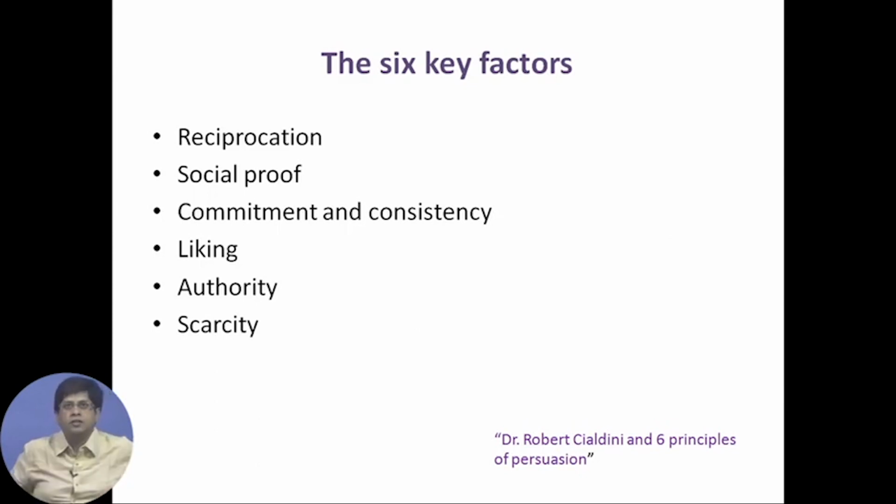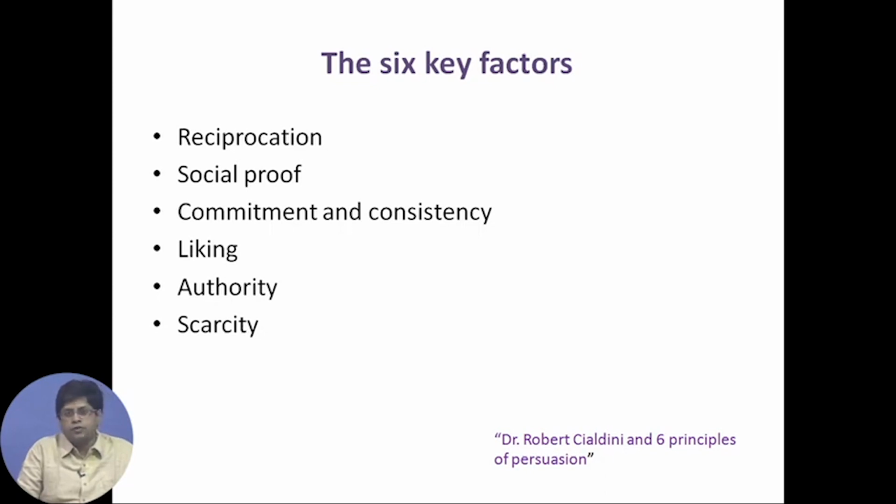Now, we will look at 6 key factors which, as we proceed with this presentation, will become significant, and the first one is reciprocation. That is absolutely necessary in the act of persuasion, because when I am trying to persuade somebody, that person must agree with me. If that does not happen, then persuasion does not take place.